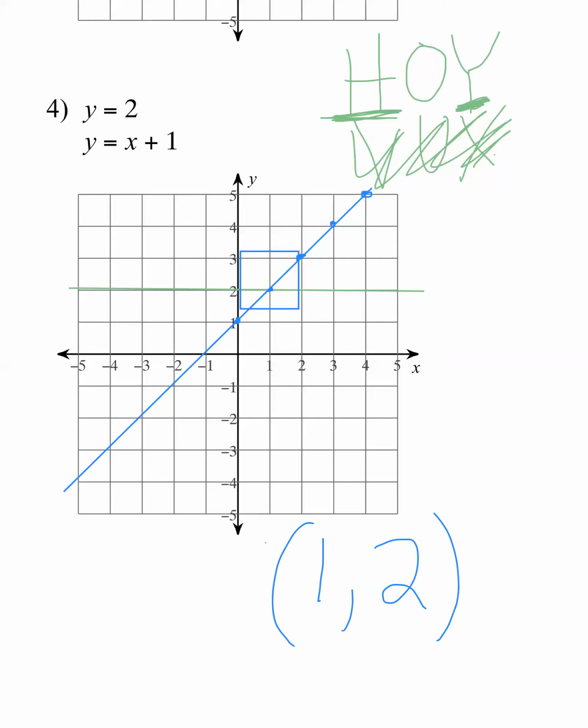And that's it, guys. Okay, so try the ones on the back, 5 through 10, I believe it is. You only have to submit a picture of 5 through 10. I don't need to see 1 through 4 since we did them together.